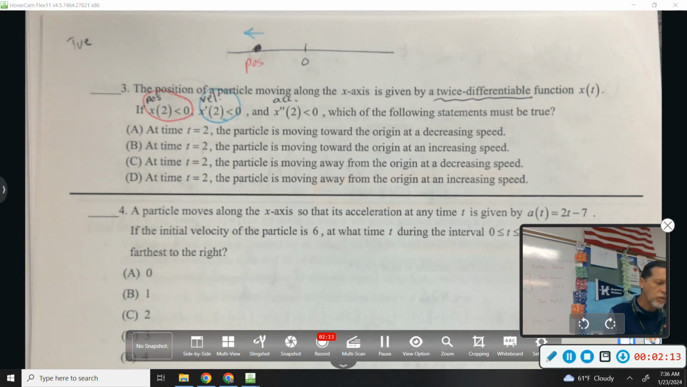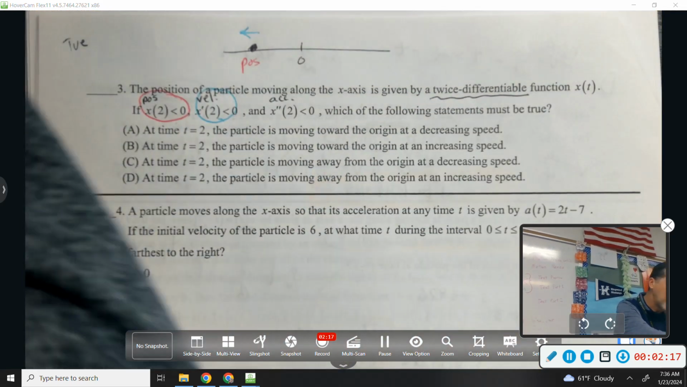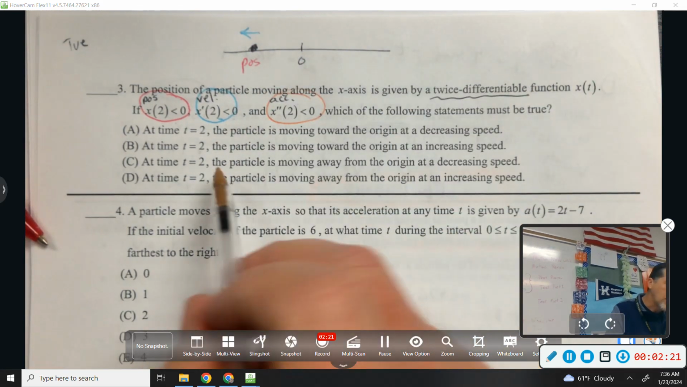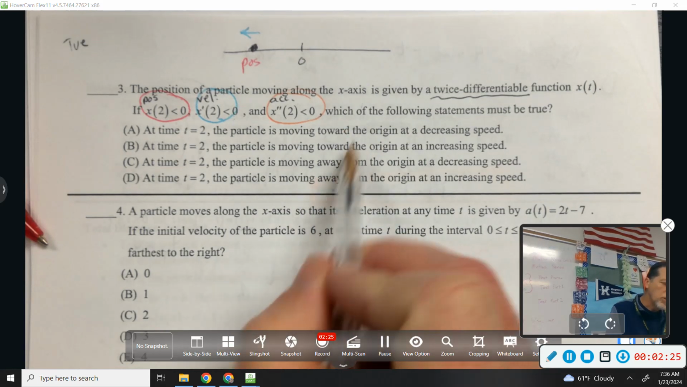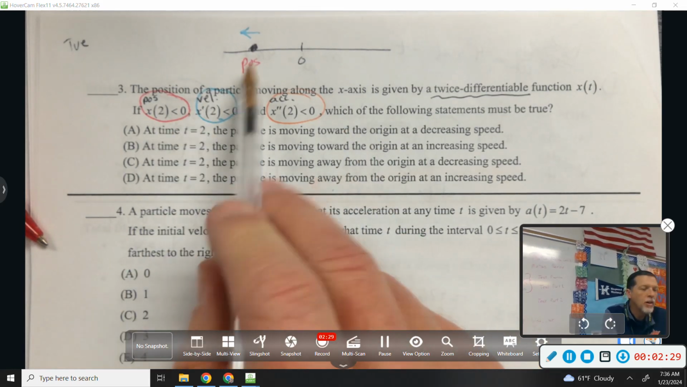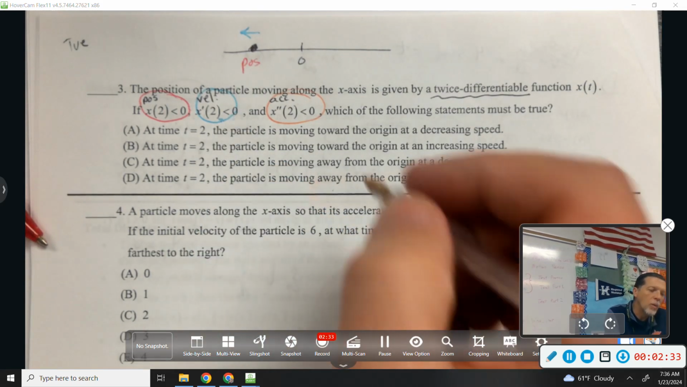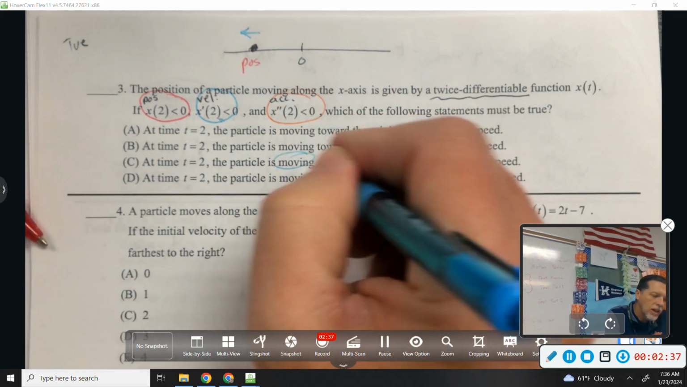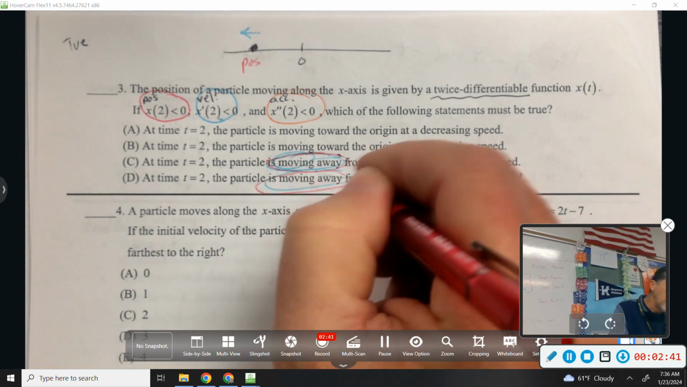Let's look at our answer choices and see if we can make sense of that last acceleration thing. Don't really know how to use that yet. At time equals 2, the particle is moving toward or away from the origin. Okay, well the combination of those first 2 things, we're left of the origin, our velocity is leftward, so we're moving away from the origin. So the blue and red combine to make moving away.